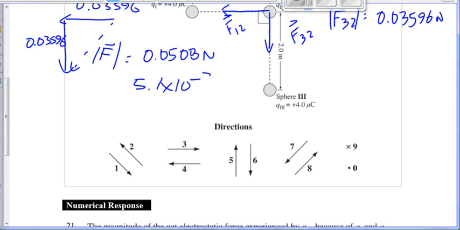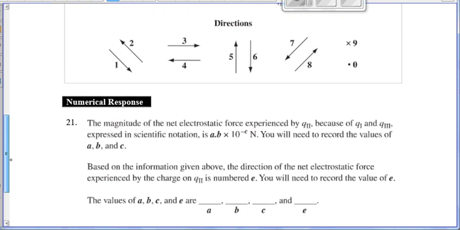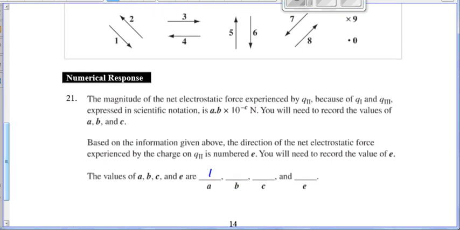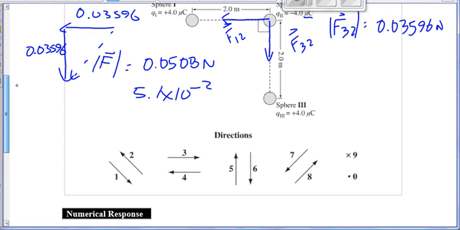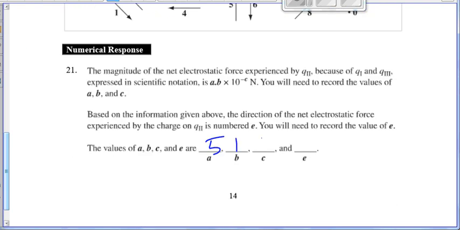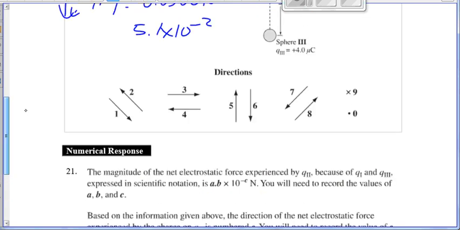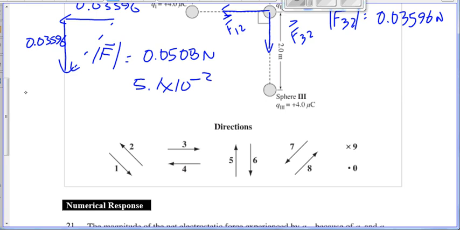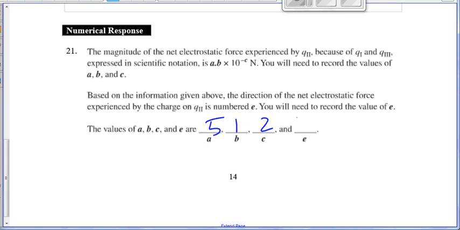So we'd express our first 3 digits, A, B, and C, as 5, 1, 5, 1, 2. Now, E is the direction. What's the direction? We have it drawn down and to the left. So the answer is going to be 7, right? Direction 7, which is down and to the left. 5127 is our answer. Good.